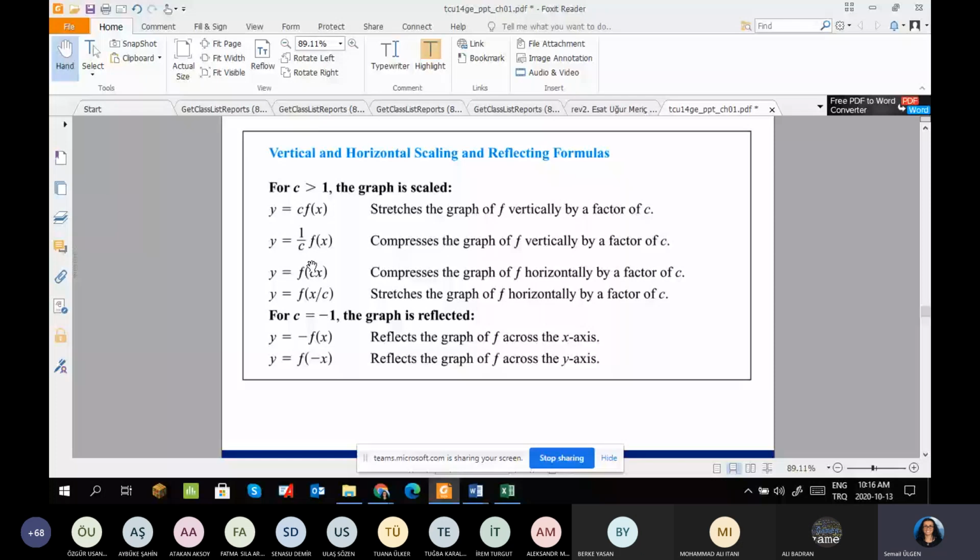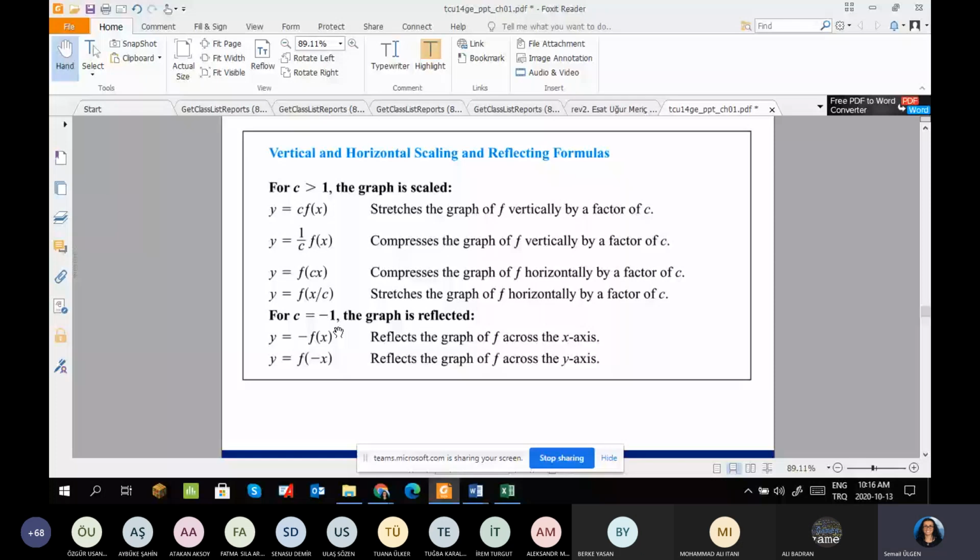On the other hand, if c is special, if c is -1, then it's going to reflect f across the x-axis, okay? If you're multiplying x by -1, it's going to reflect f across the y-axis, okay? All right, so let's move down. Let's see, you're going to see the examples here.